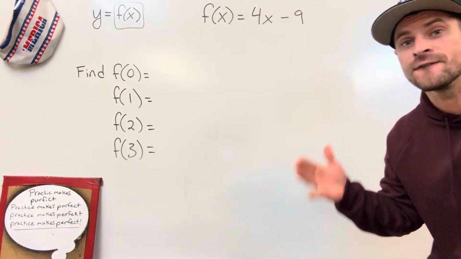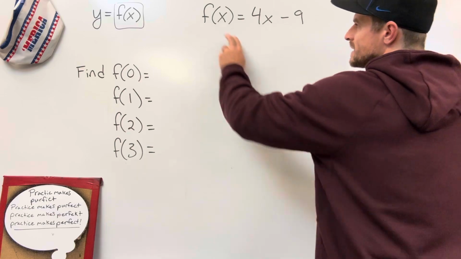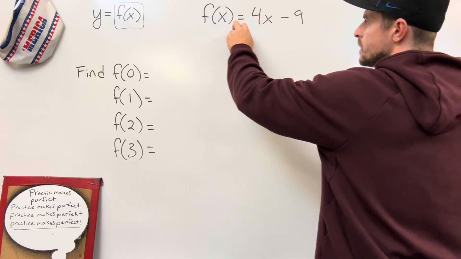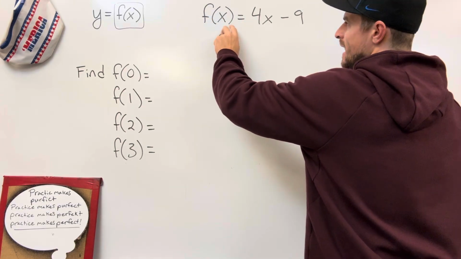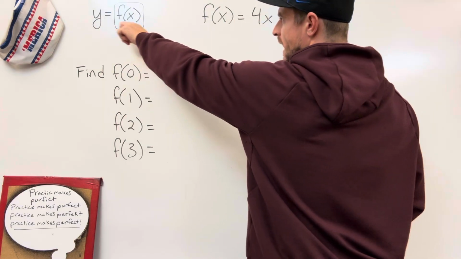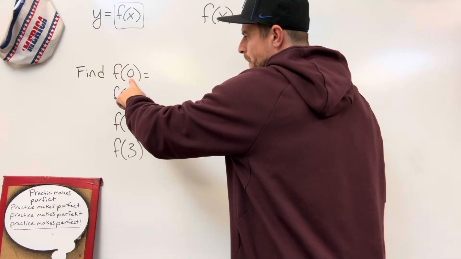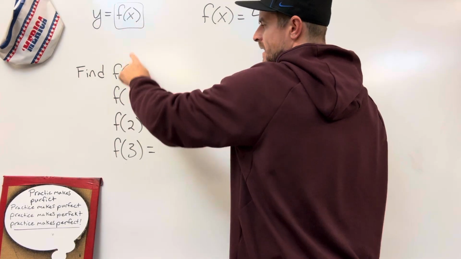All right, let's learn about function notation. Function notation is when we write an equation out, but instead of y equals, we say f of x. F of x, the entire thing, I put a box around it right here, so all of that is equal to y.